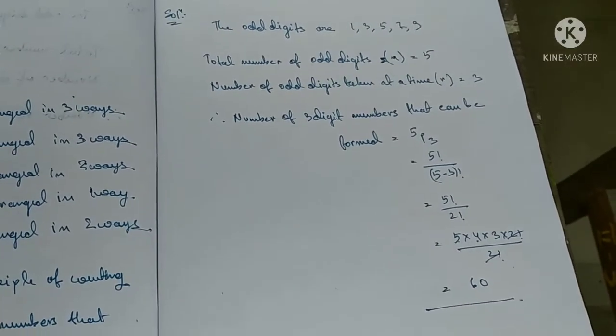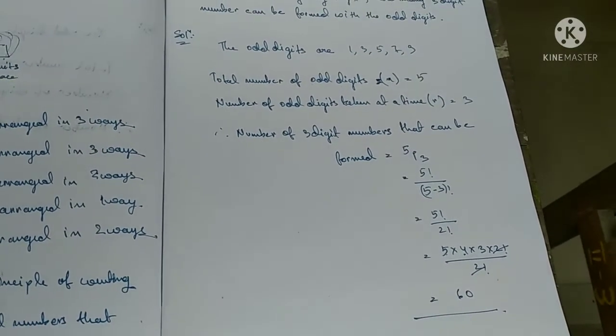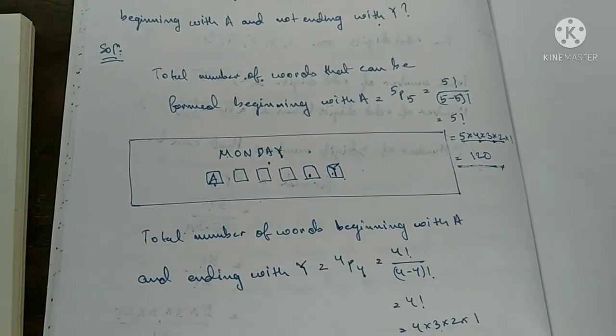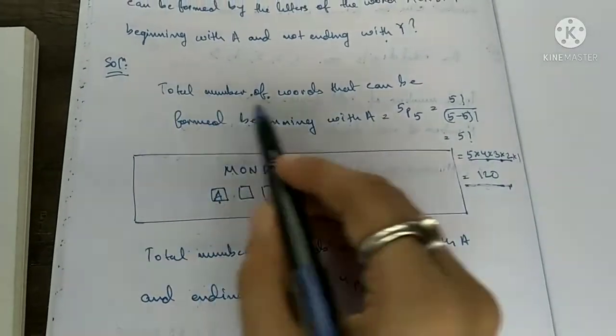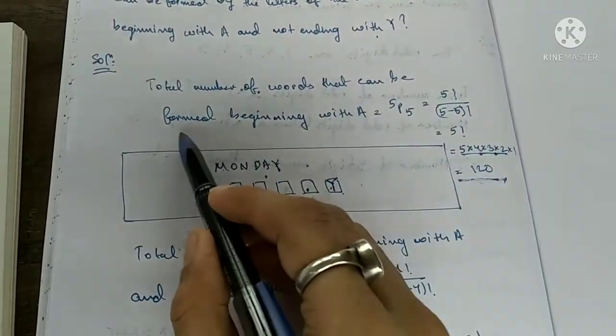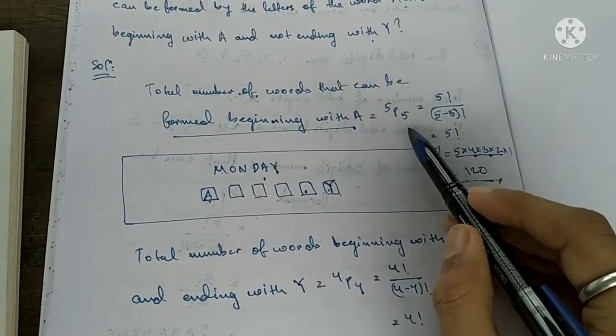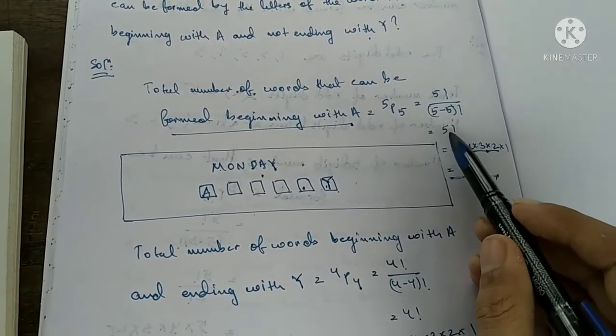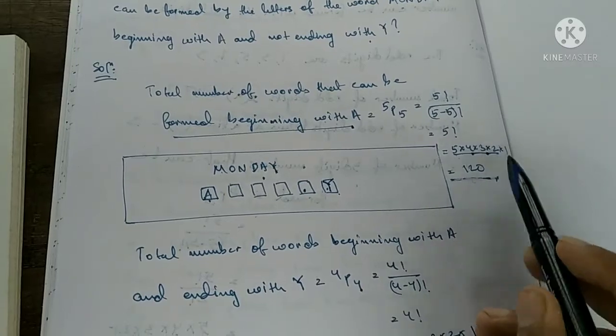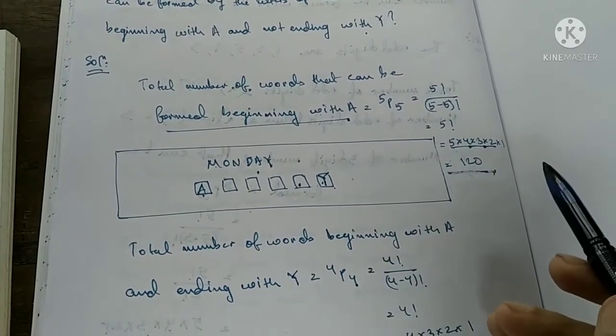Okay, that much only, again nothing there. Okay, so in here it is very simple. Total number of words that can be formed beginning with A is 5P5, which is ultimately 5 factorial equals 120. These are the total number of words beginning with A.